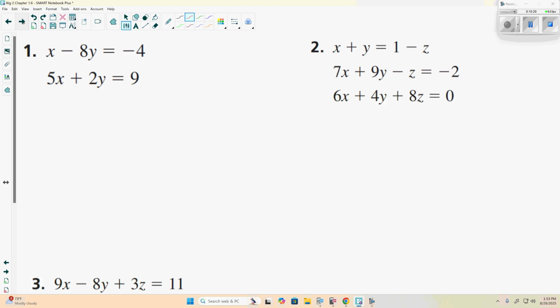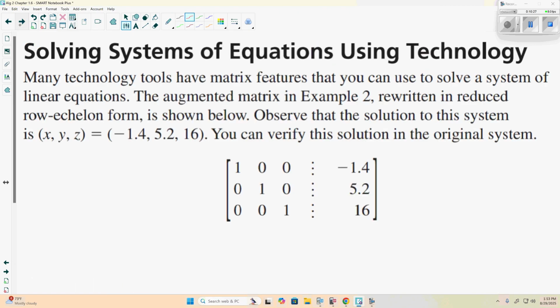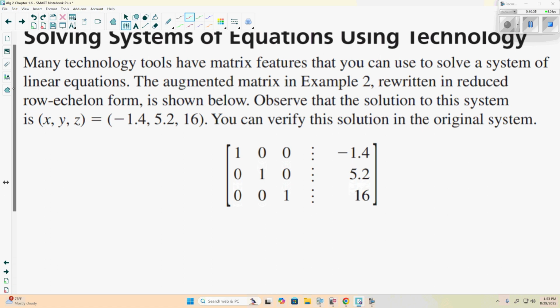Do we need to see another example of writing an augmented matrix? Okay. We will move on. Solving systems of equations using technology. Now, we're going to use the calculator to solve a system of equations.